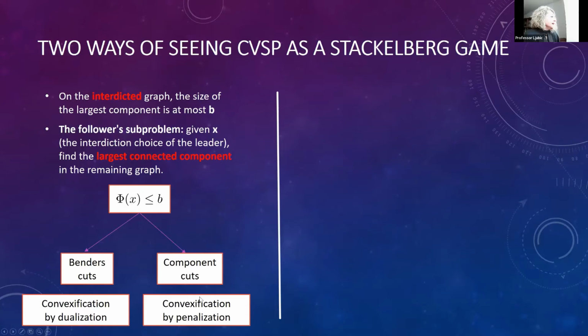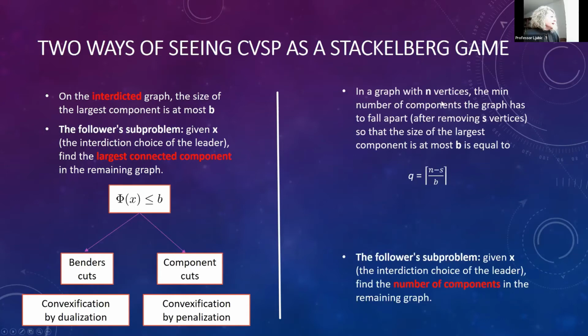Okay, another way to look at this game would be the following. We will use this property. If you're given a graph with n vertices, and we would like to know what is the minimum number of components that this graph has to fall apart into so that the size of the largest component is bounded by B. This is just a simple formula that tells you, okay, if I have n vertices, each component cannot be larger than B, then this is just n divided by B.